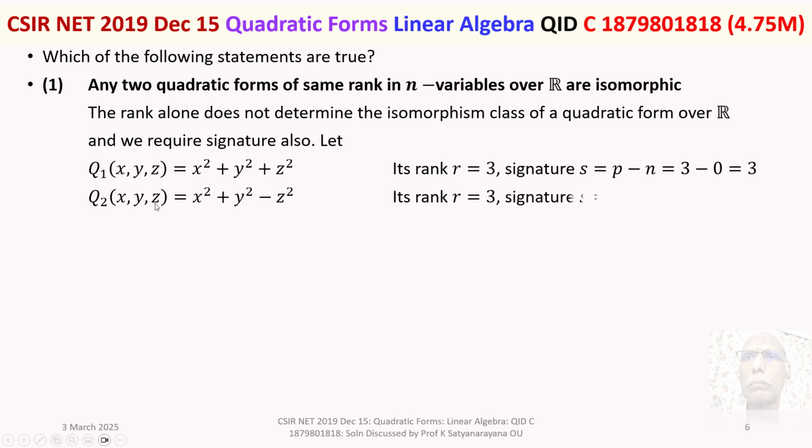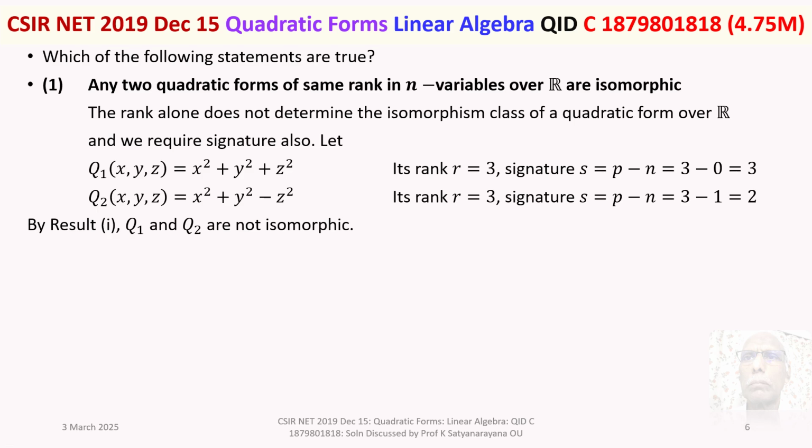Let Q2 be another quadratic form in the same number of variables, that is 3 variables, and its canonical form is given by x square plus y square minus z square. Its rank is 3, obviously. And the signature S is the number of positive terms, 2 only, minus the number of negative terms, 1 only. So 3 minus 1 is equal to 2. So they have the same rank, but they have different signatures. By result 1, Q1 and Q2 are not isomorphic. So option 1 is not true.